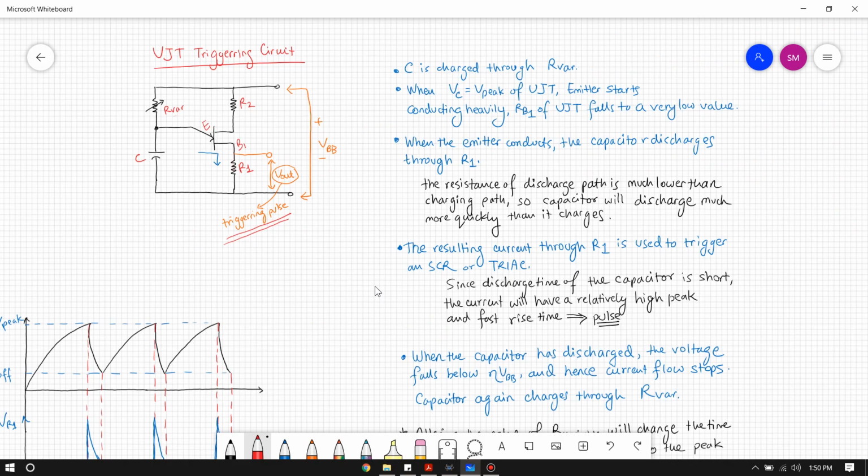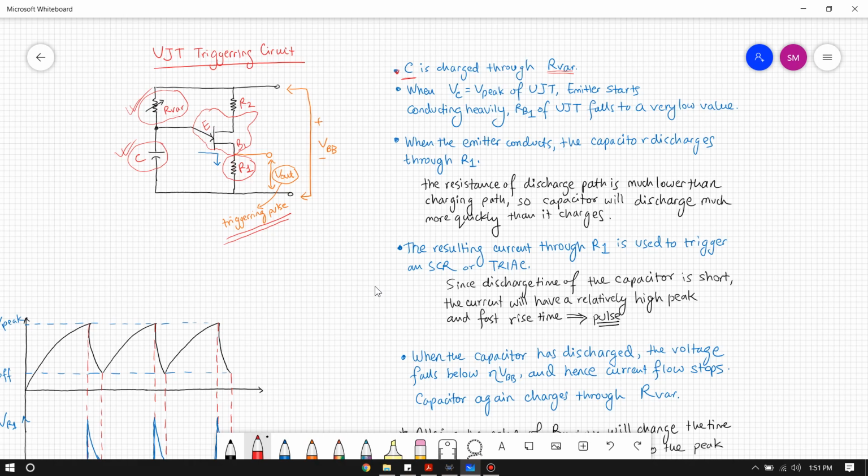Okay, so in our triggering circuit we have our UJT, right? So this is our UJT with our base 1 and base 2 terminals. We have a variable resistance, we have a capacitance, and we have a resistance R1 across which we will take our output or triggering pulse values. Okay. So how this works is the capacitor C is charged through the variable resistance.